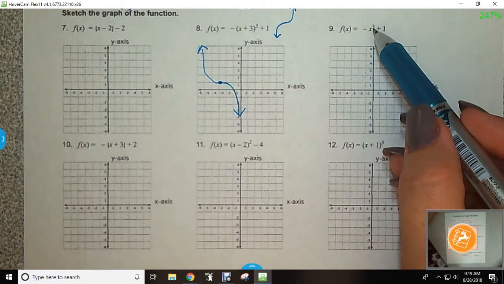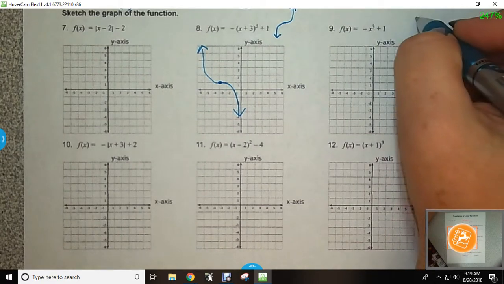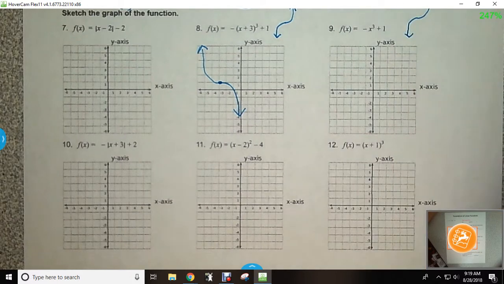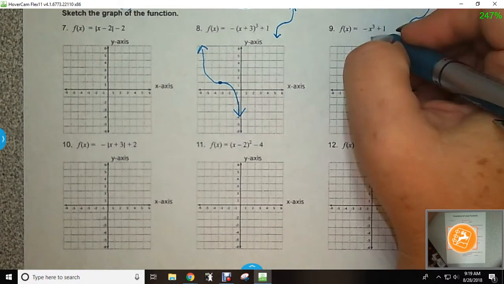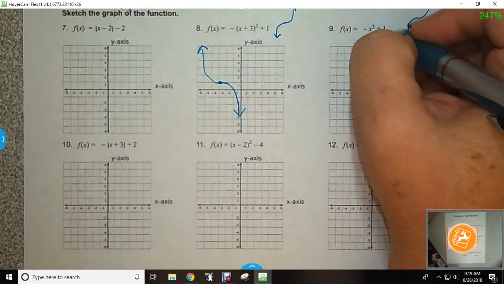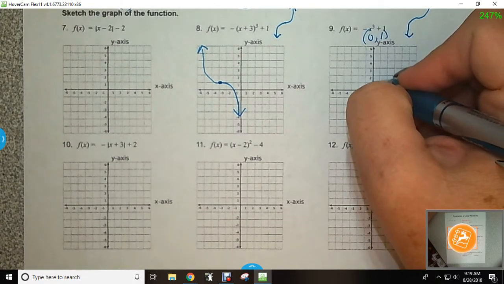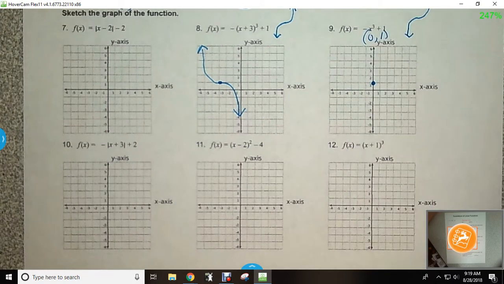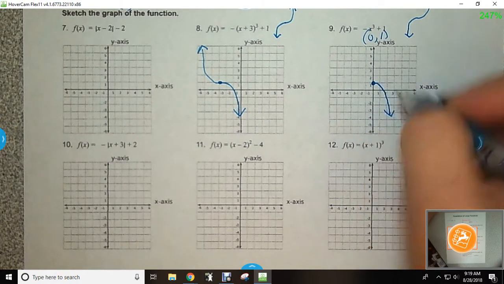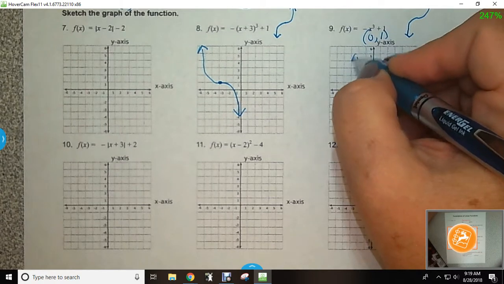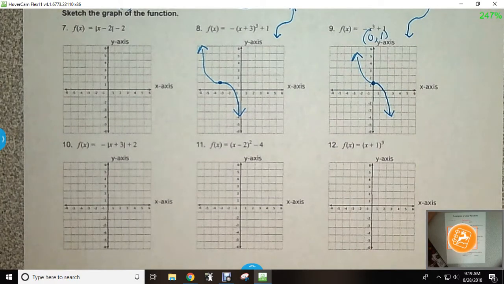Number 9 is another cubic. So normally it looks like this. We've got to figure out our shift. My shift for this one, there's nothing with my cube, so that is 0, and then up 1. But I have a negative in front of my x cubed again. So that means the right-hand side has to point down, and the left-hand side is going up.